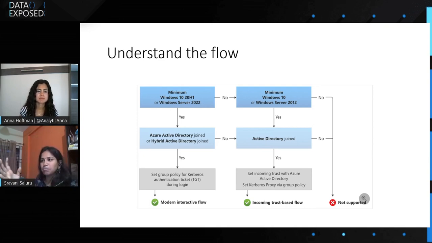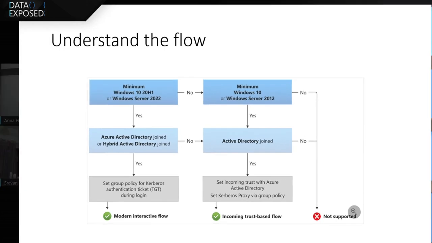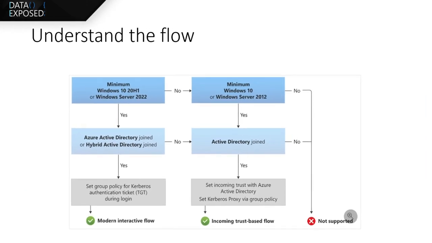So your client machine will be falling in one of these two buckets. It will be either Windows 11 or Windows 10, and then it is either Active Directory joined, hybrid joined, or it's just an Azure AD joined machine. Based on the client machine, you just have to set up one of these two items, either to establish incoming trust flow or to establish modern interactive flow.